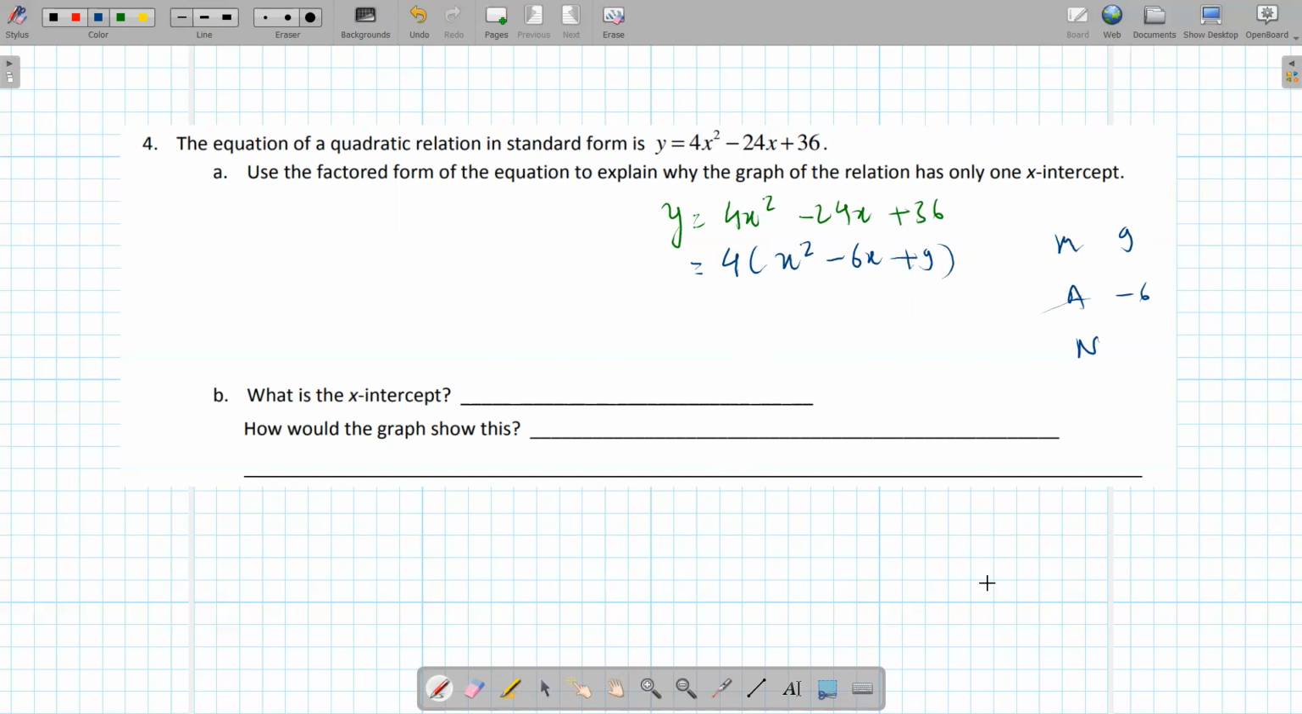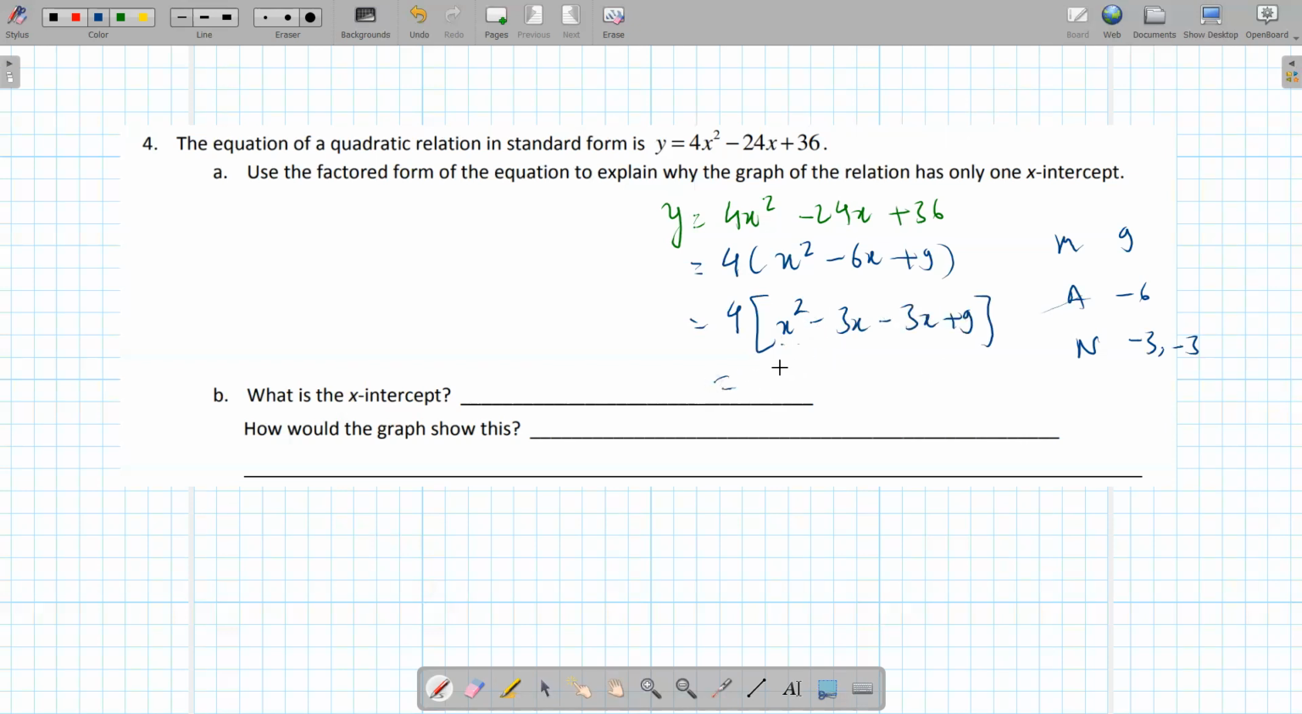What are the two numbers? -3, -3. Yes, -3 and -3. Okay, so you get 4. And again, the outside part doesn't change. We're going to rewrite the inside as x squared minus 3x minus 3x plus 9.